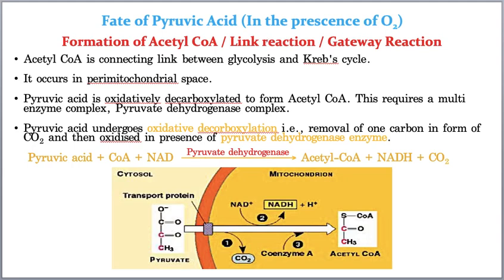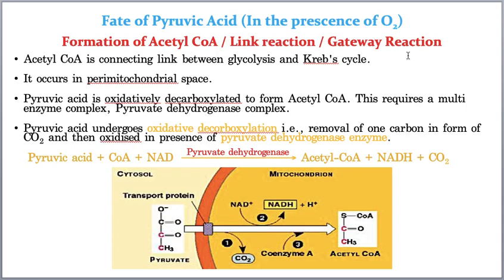So the fate of the pyruvic acid in the presence of oxygen leads to aerobic respiration, and this is called formation of acetyl coenzyme, or link reaction, or gateway reaction. Sir, why are you calling it like that? Because acetyl coenzyme formation links the first step of the respiration, that means glycolysis, to the second step of the respiration. What is the second step? Krebs cycle. So it is called link reaction or gateway reaction.